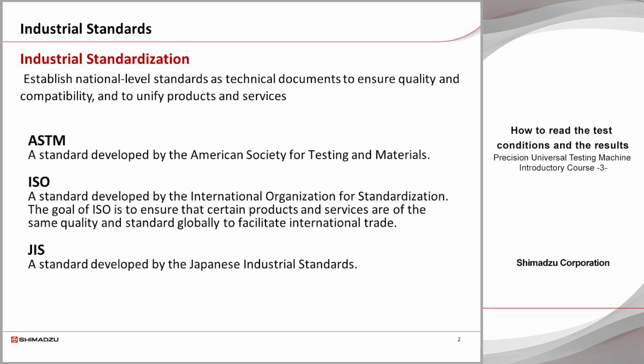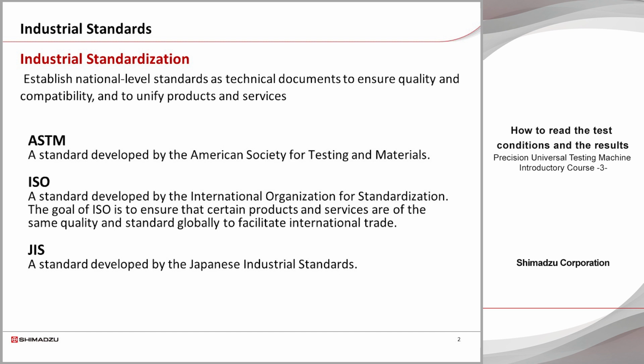First, ASTM is a standard developed by the American Society for Testing and Materials, and although it is a standard by a private organization, it is widely used in materials testing worldwide. Second, ISO is a standard developed by the International Organization for Standardization and includes international standards for food, medicine, and services as well as industrial materials.